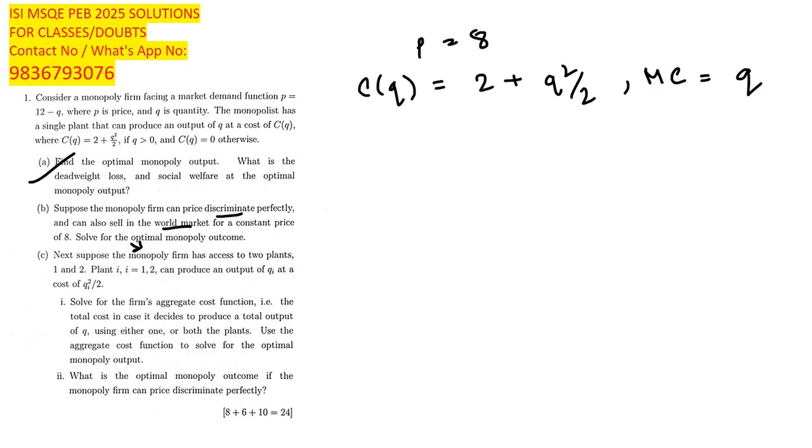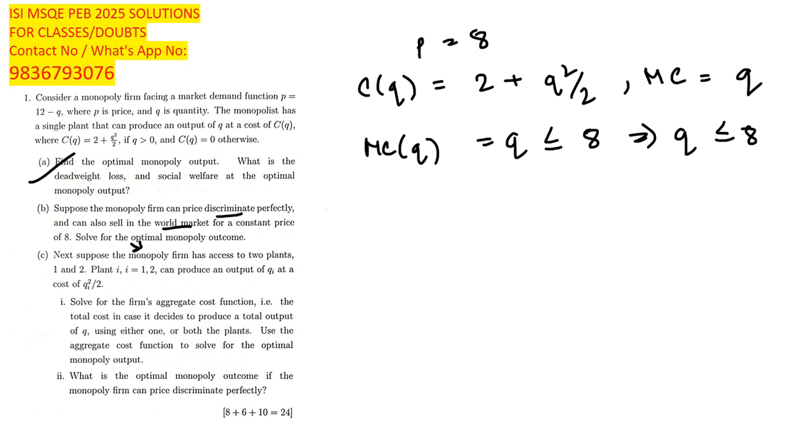MC is equal to Q. So to sell in the world market beyond that, Q is less than or equal to 8. So the firm will produce up to Q equals to 8. The first 6 units are sold in the domestic market with perfect price discrimination, and the last 2 units are sold at price 8.